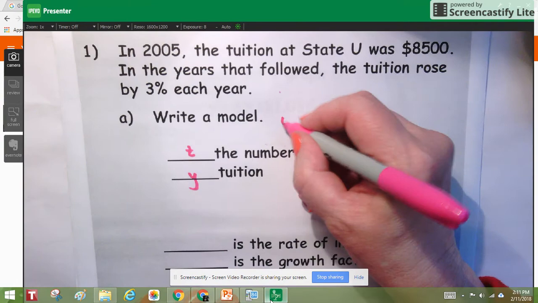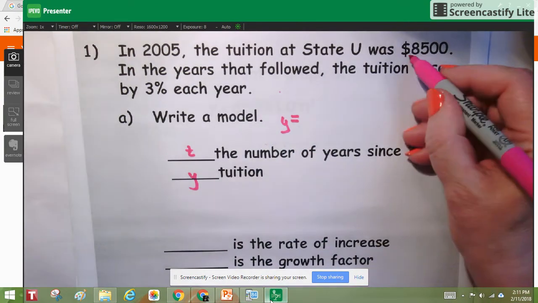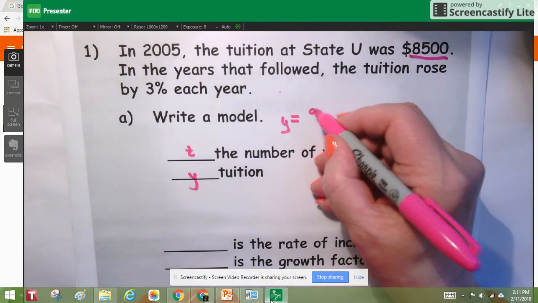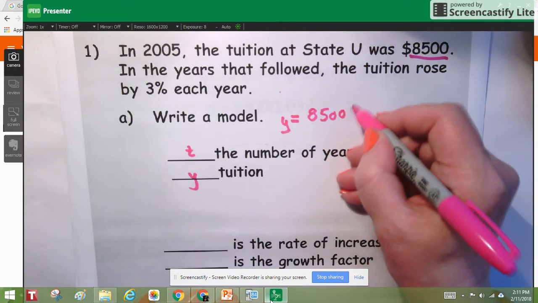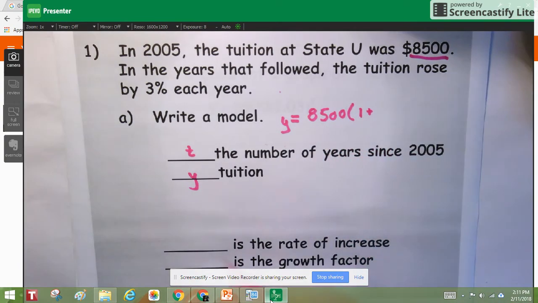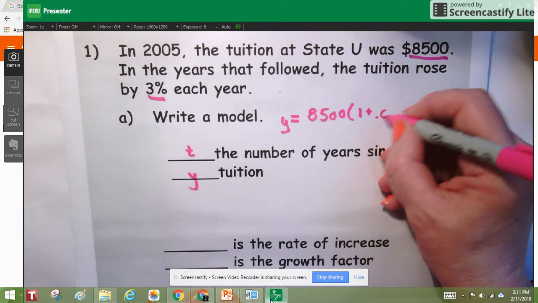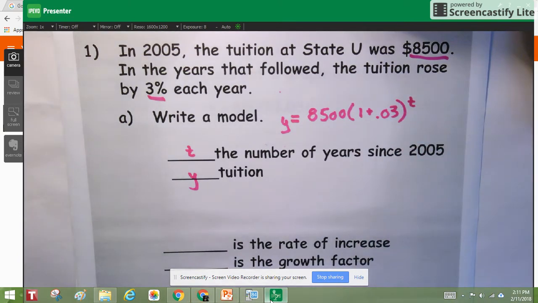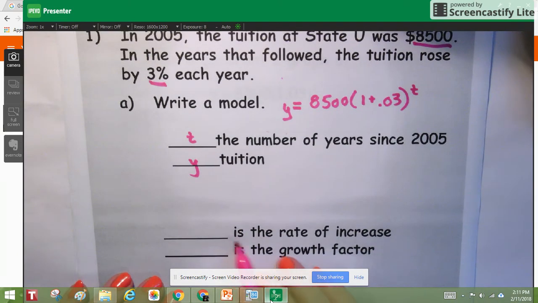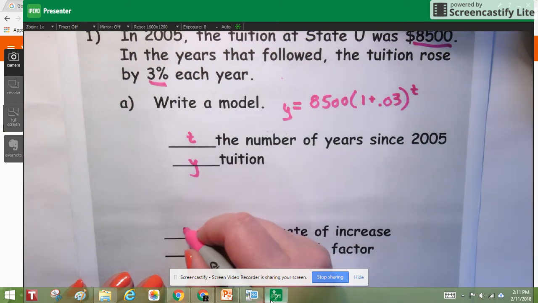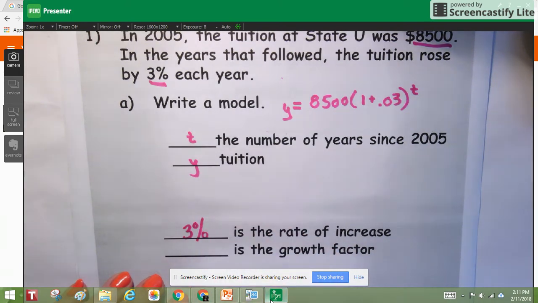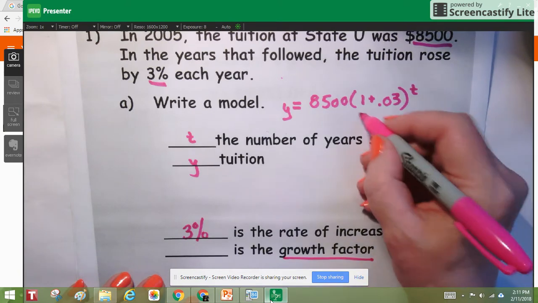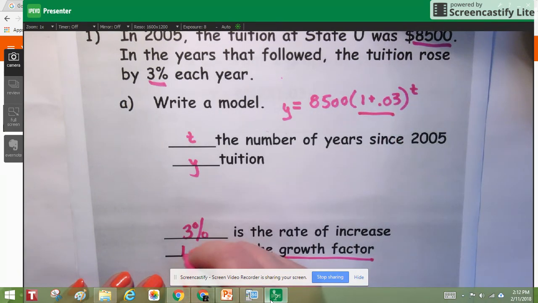So our model will be y equals, well, the initial amount was 8,500, so 8,500 times 1 plus the r. 3% is our rate, but we have to change that to a decimal, so 0.03, raised to the t. So that is now our model. The rate of increase is 3%. And the growth factor, remember the growth factor is the stuff that's in the parentheses, so 1.03 would be your growth factor.